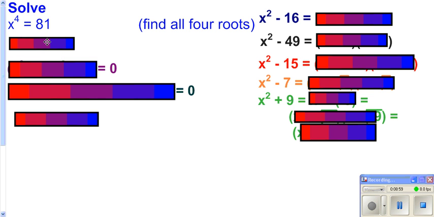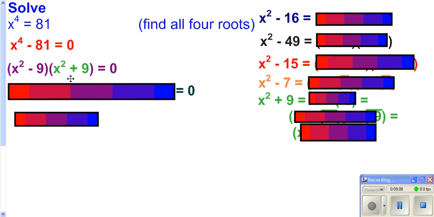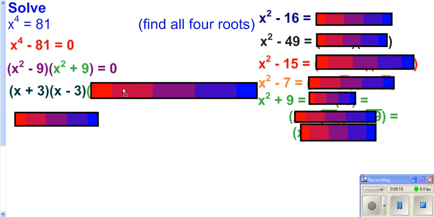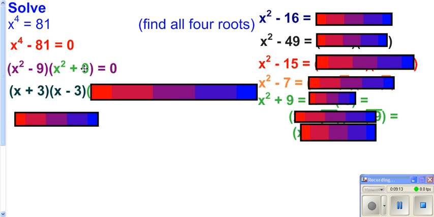Well, here we're going to go ahead and set this equal to 0. Then we're going to factor it. It's really differences of squares. So differences of squares again for the purple. This is really differences of squares, and this is differences of squares.